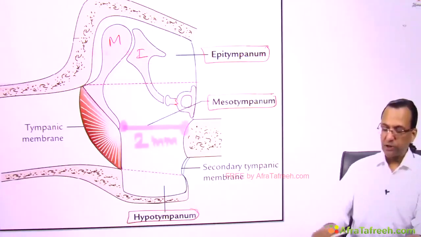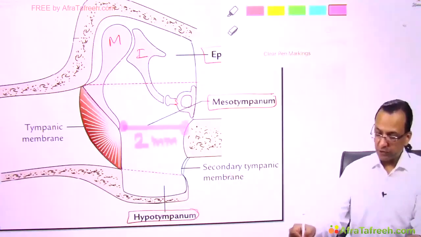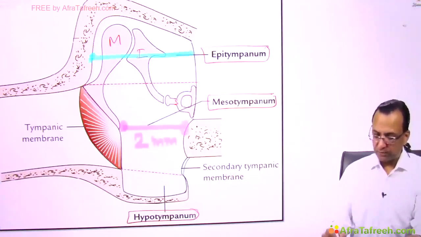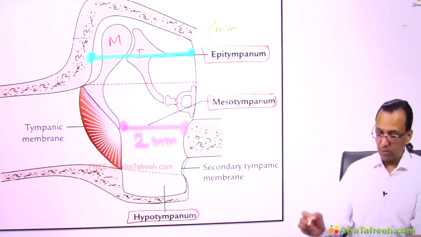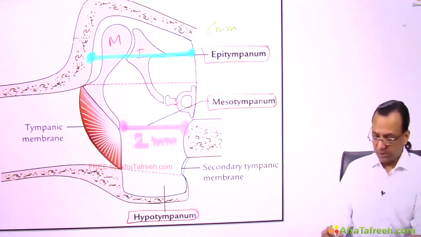If it is the largest dimension, then how much is that? That will be around 6 millimeter. So you're telling that this will be around 6 millimeter. Yes, that is around 6 millimeter. And what about the hypotympanum? It is 4 millimeter.